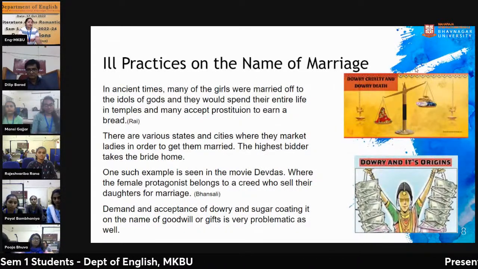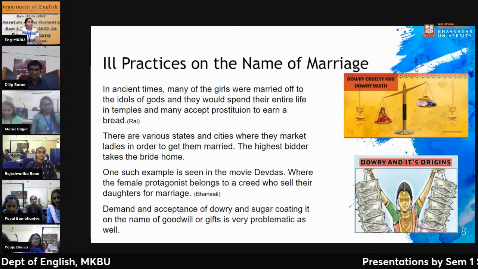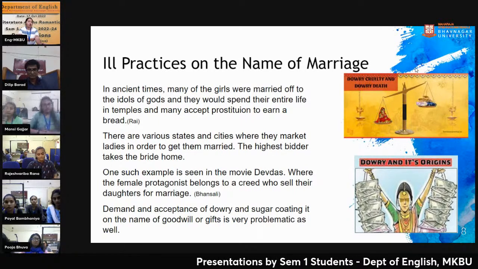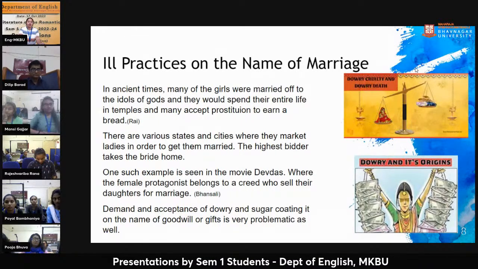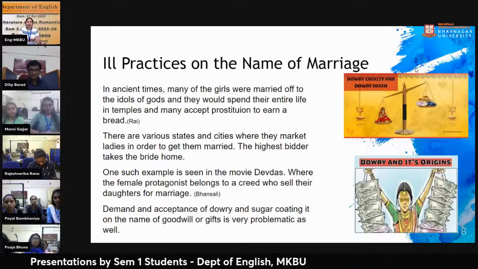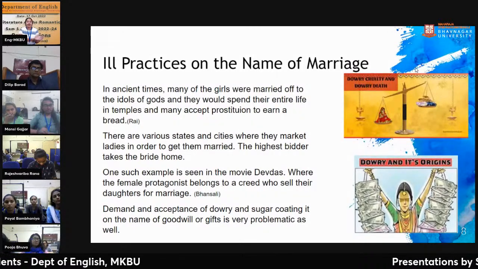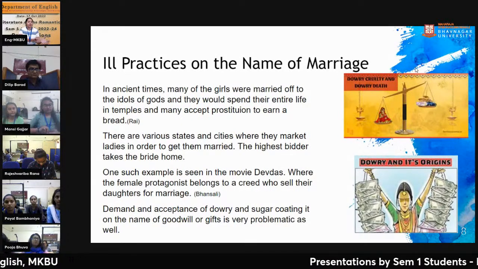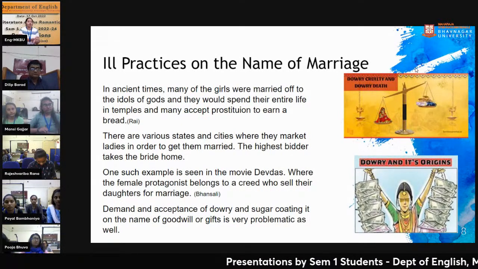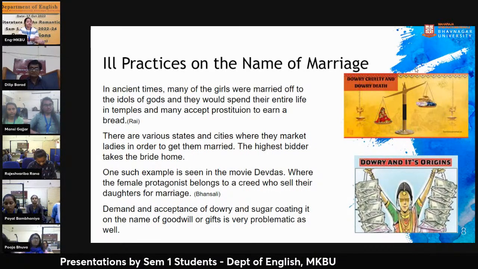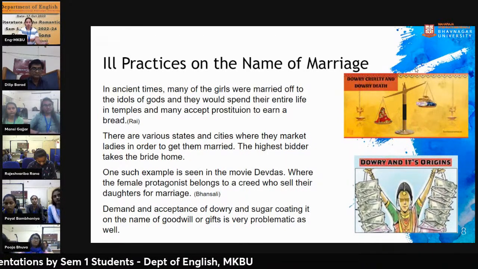There are various states and cities where they market ladies in order to get them married. The highest bidder takes the bride home. This is more present in the tribal areas of India, where there are these auctions for women, where males from other states and cities would come and bid for the good looking females or the females that they want. And the one who pays the highest price gets the bride.